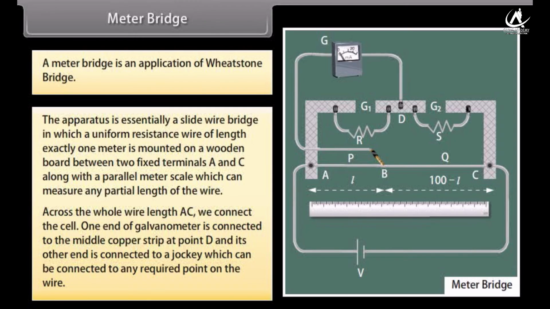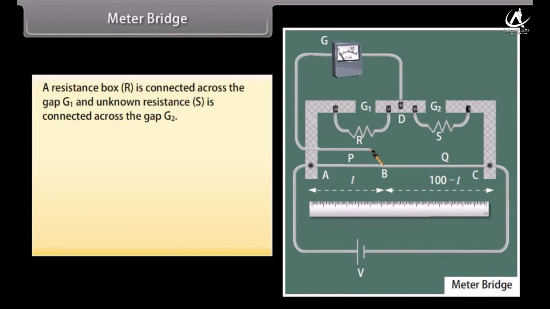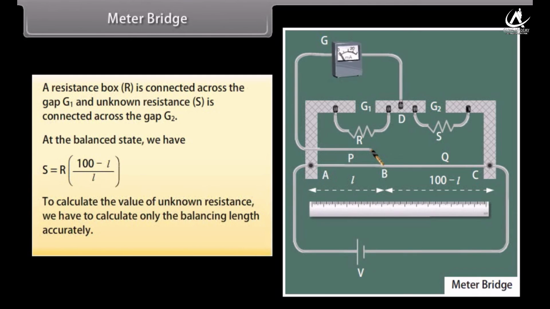One end of the galvanometer is connected to the middle copper strip at point D, and its other end is connected to a jockey which can be connected to any required point on the wire. A resistance box is connected across the gap G1 and unknown resistance is connected across the gap G2. At the balanced state, we have S = R(100 - L)/L. To calculate the value of unknown resistance, we have to calculate only the balancing length accurately.